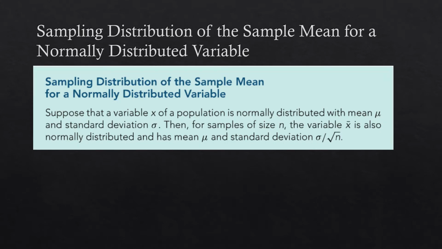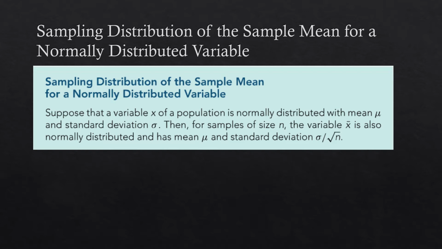Now it's time to look at what happens in terms of normal distribution. Okay, so a sampling distribution of a sample mean for a normally distributed variable. Suppose that the variable x of a population is normally distributed. Then for samples of size n, the variable x bar, or the sample mean in this case, is also normally distributed. Okay, it has a mean of mu and the standard deviation of that formula there.